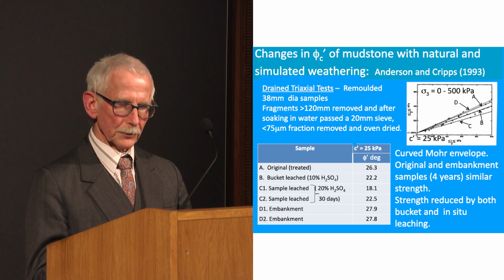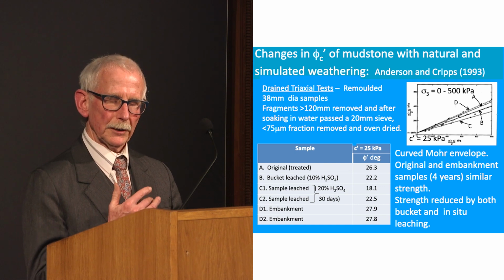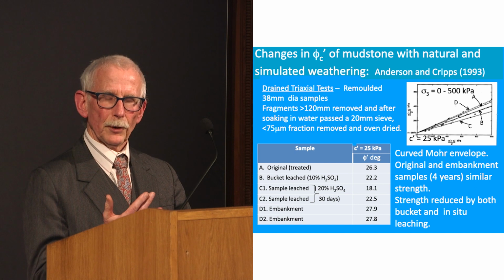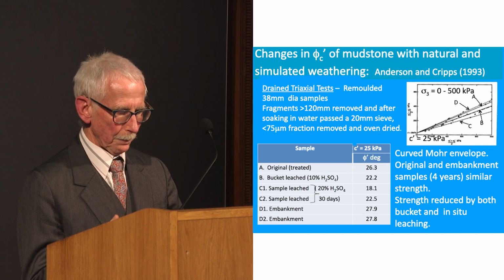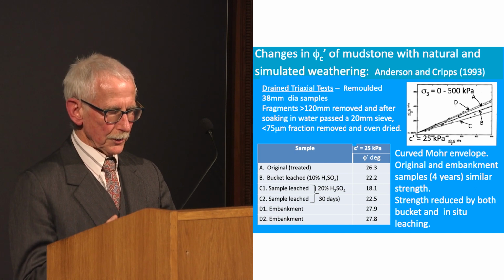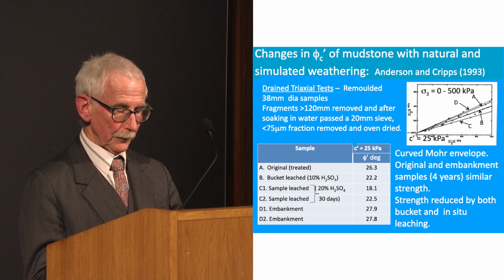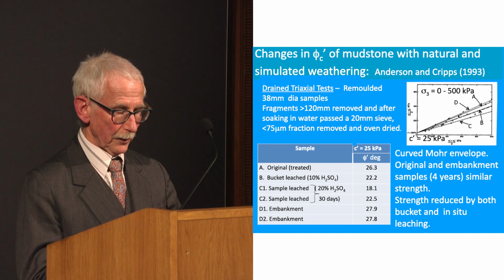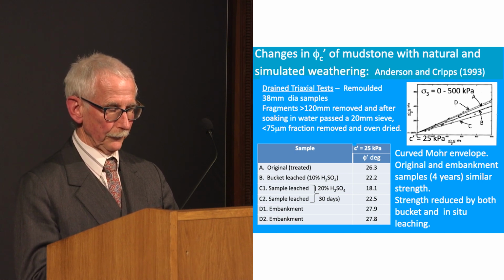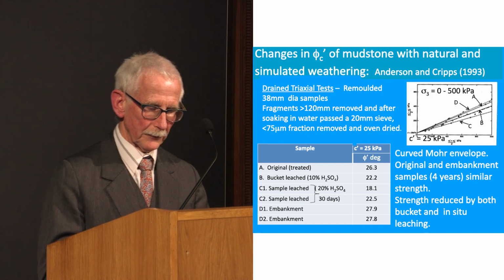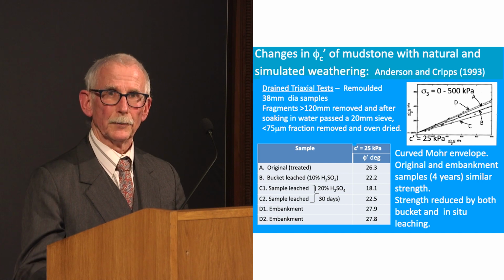The leached samples, whether that was in the bucket leaching before remoulding or the remoulded leached samples, were very similar, and they showed a reduction from the original, from the less weathered material, or the non-leached material, of about 4 degrees in the effective angle of friction, giving an angle of about 22 degrees for that material.